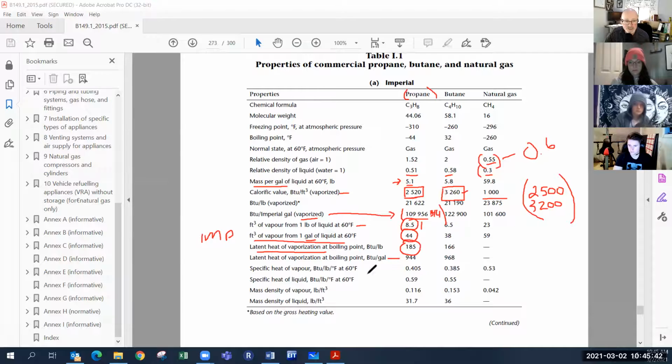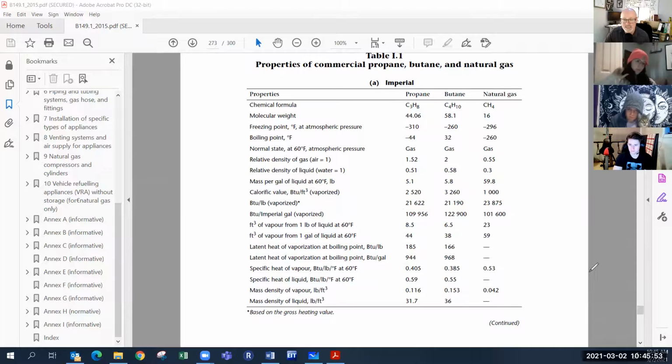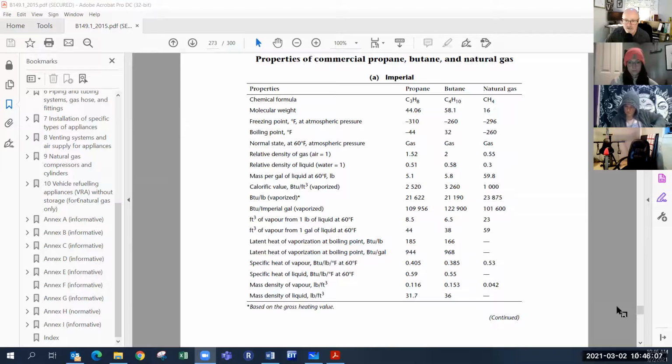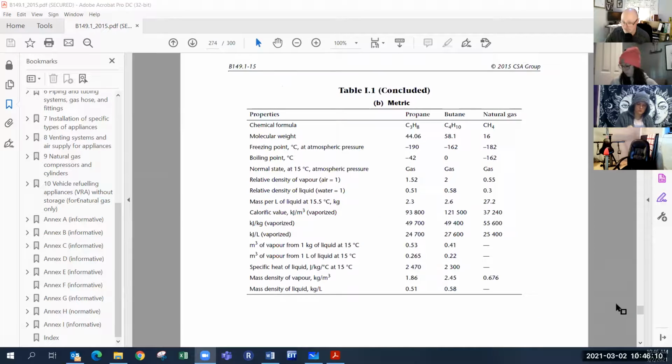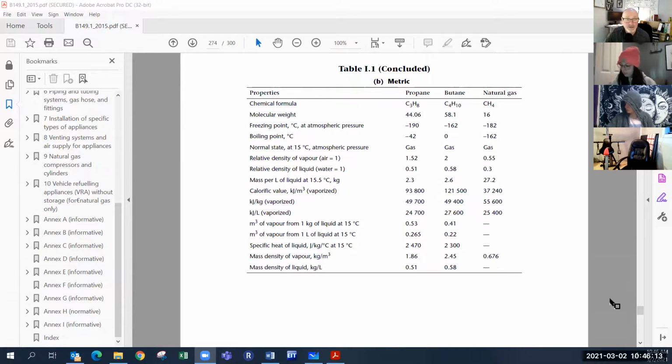Latent heat of vaporization, specific heat, mass, density. Okay. So as you can see, there are some things, and now you have all of that information right in your code book. All that stuff we wrote down is right here. And it continues with metric equivalents. The next page is all metric equivalents of those numbers.